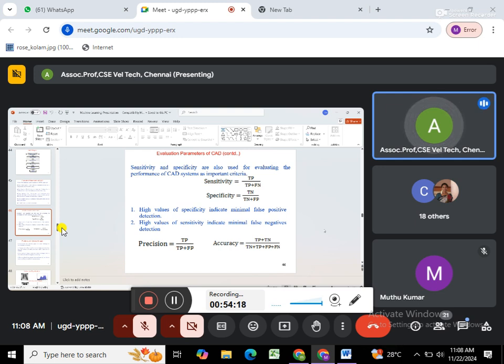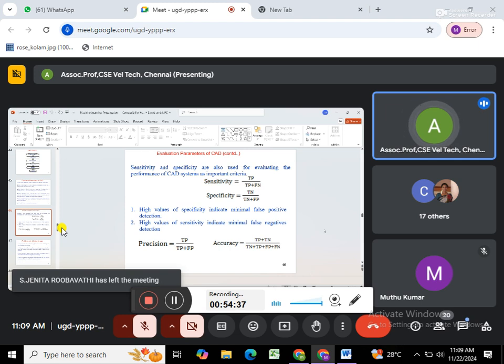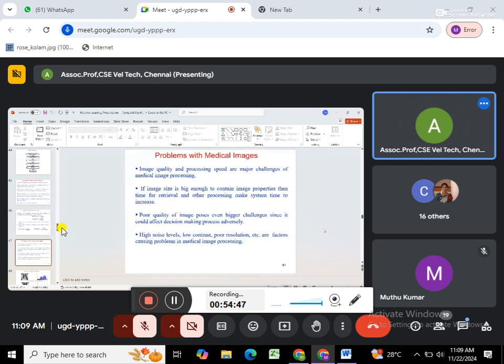If the accuracy rate is more than the already found value, then you can say that my system is more accurate than the earlier research, right? The accuracy formula is true positive plus true negative divided by true negative plus true positive plus false positive plus false negative. All four parameters are given in the denominator, and the numerator is the addition of true positive and true negative.